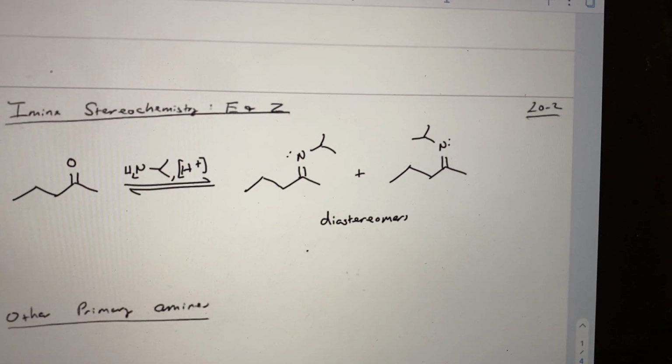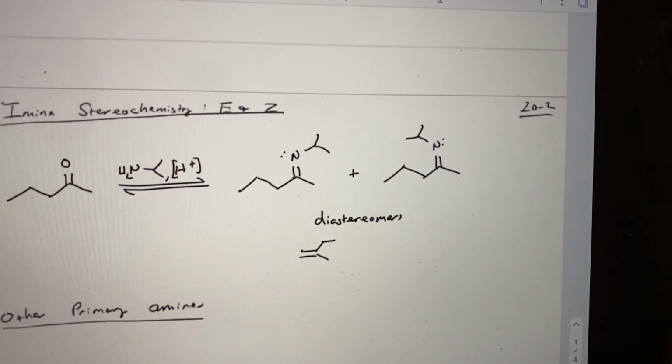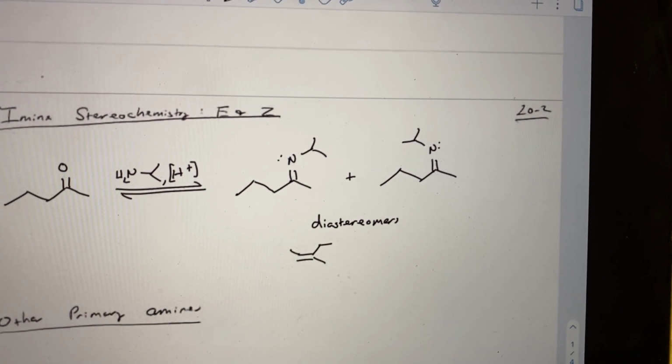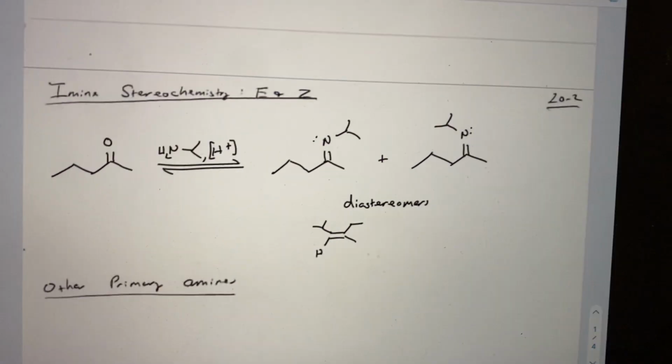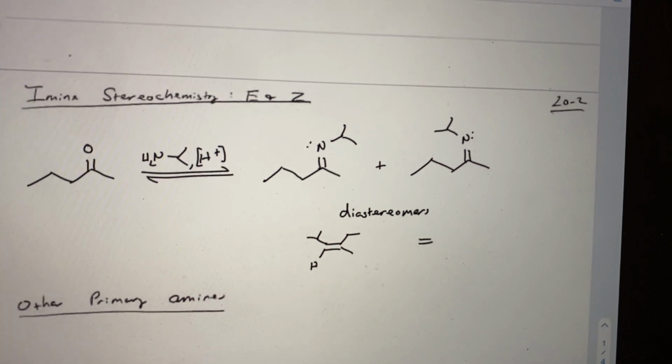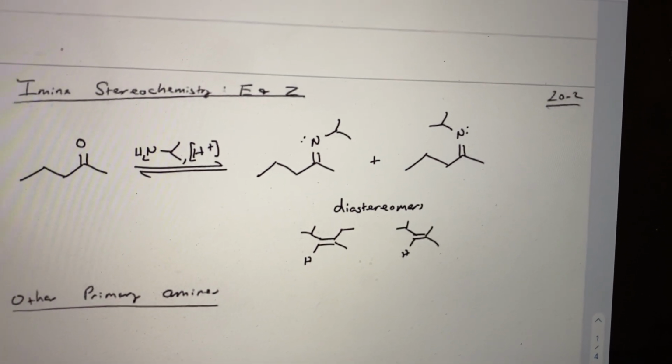So if we had a carbon-carbon double bond and we have something like this, like this is going to be a diastereomer. Let's leave this side the same.